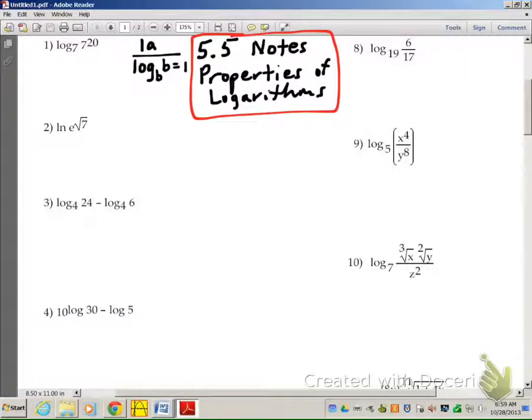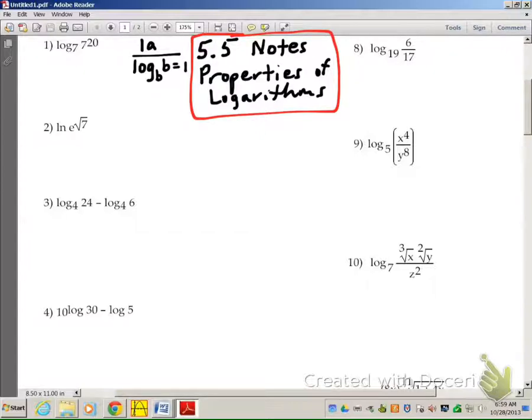So the 5.5 notes, properties of logarithms. You should have already printed out that PowerPoint sheet that has the 3 slides on it. Properties of logarithms is what we're going to be talking about today. Just going to work through a few examples, as you can see on this piece of paper here. And through the examples, I'll be illustrating how we use each of the properties of logarithms.